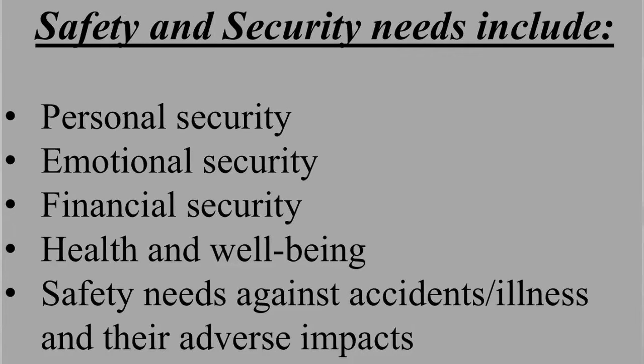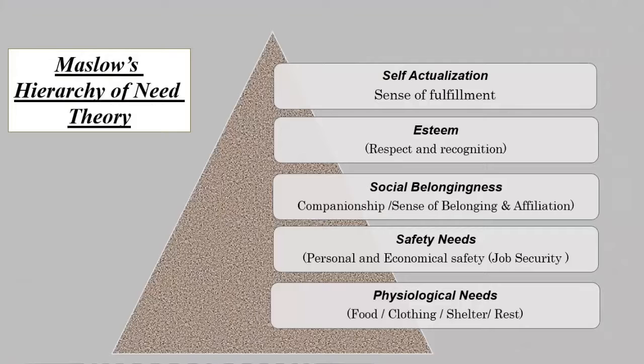There are higher-level needs and lower-level needs which come one after the other, just like a pyramid. This is a pyramid of needs and wants. This theory we call Maslow's hierarchy of needs theory.